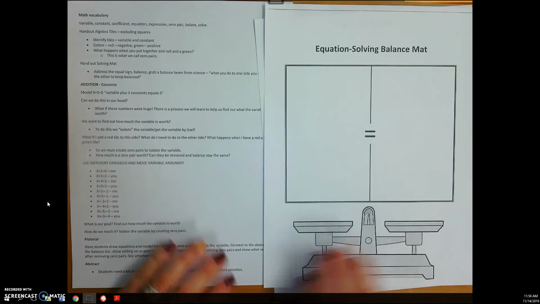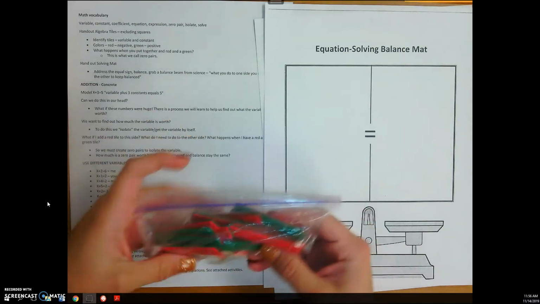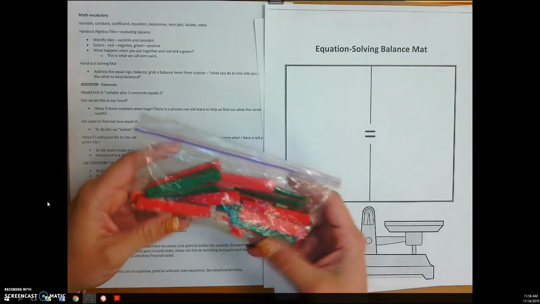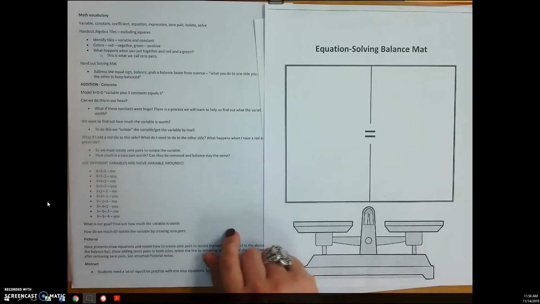Today we're going to be looking at how to use our algebra tiles to model addition and subtraction and multiplication and division equations. So we're going to start out with just this video being addition.